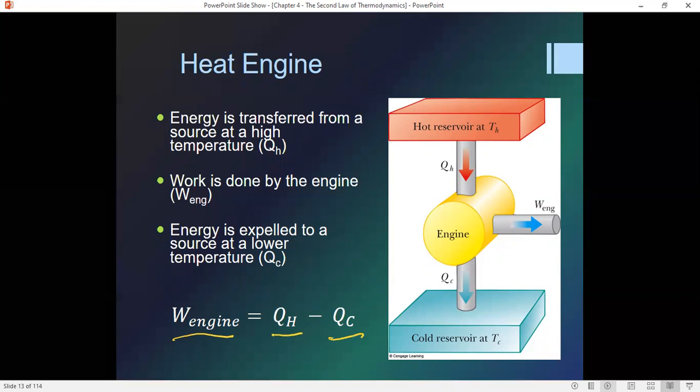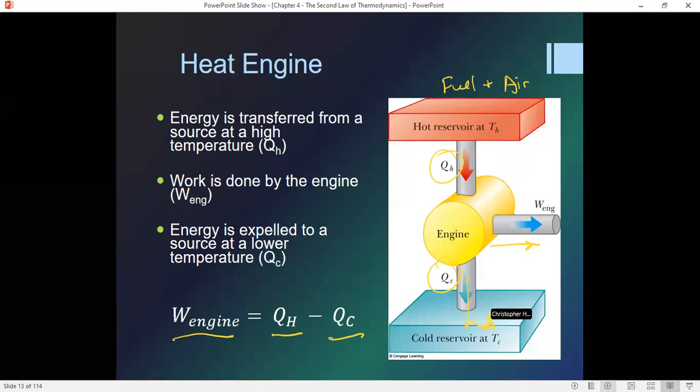So for instance, if we were looking at an internal combustion engine, we would say, well, the hot reservoir would be the combustion of the fuel and the air, right? That's where the energy is coming from. Chemical energy is being converted into heat, okay? This heat is then used to drive a piston. This does work. And then what happens to the hot gas, which has been used to do work? Well, it's expelled into the environment out the exhaust pipe, okay?